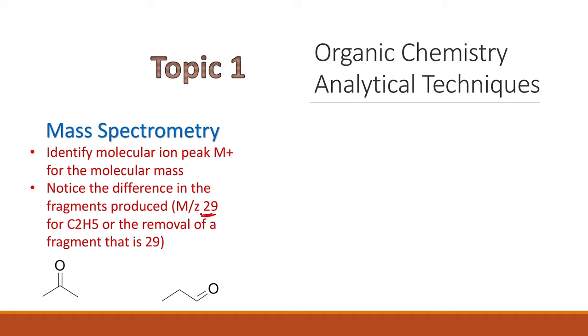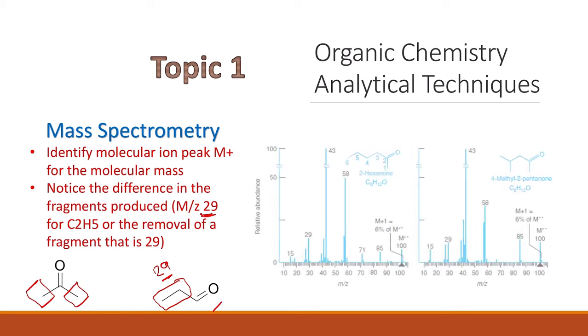However, in the mass fragmentation for the aldehyde, you're going to have this ethyl fragment. So you're going to have a fragment with 29. But for the ketone, there's no ethyl, it's just two methyl. So you will not have this 29. So you can differentiate: the spectrum which has the 29 fragment is going to be for the aldehyde.